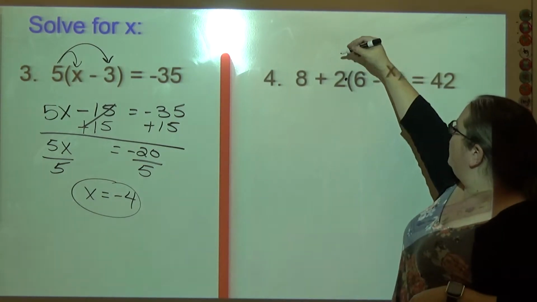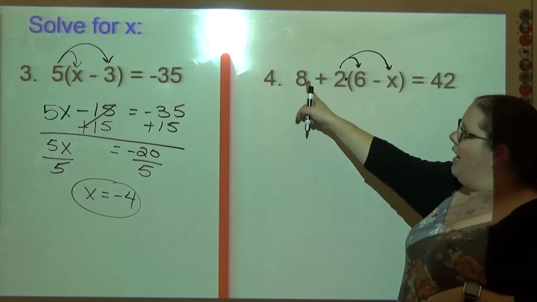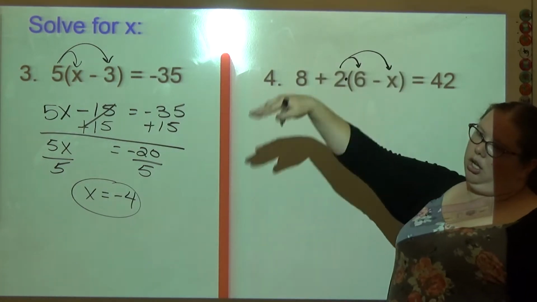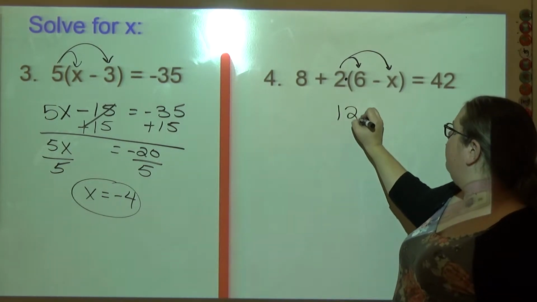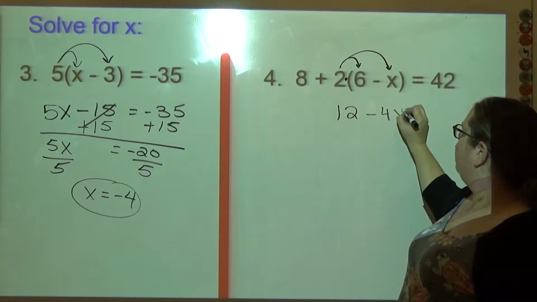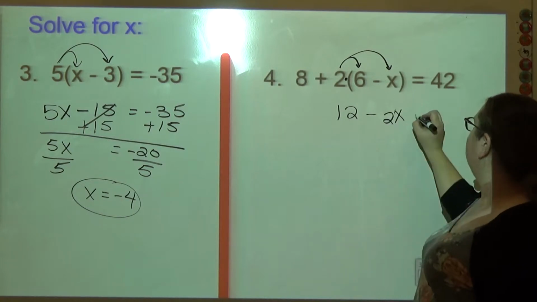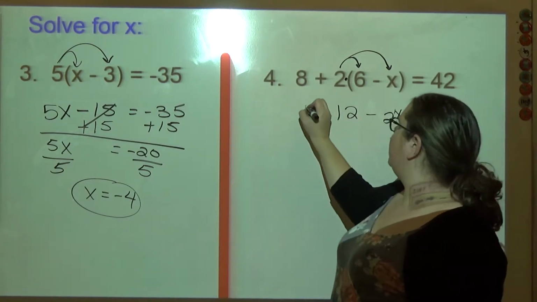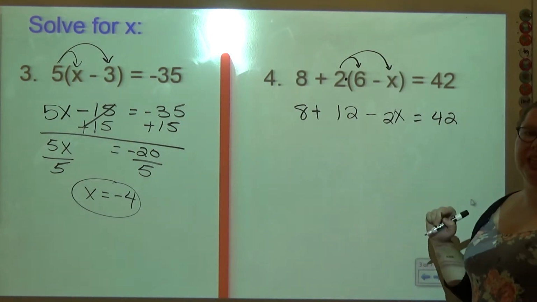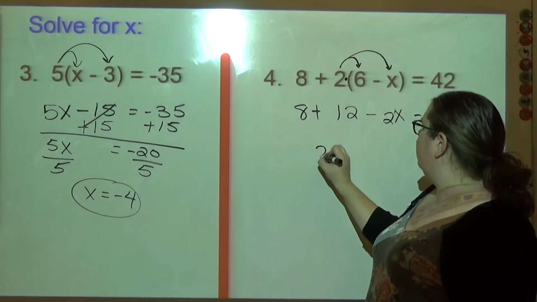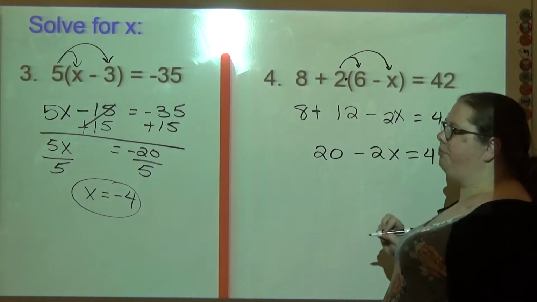So what we're going to do is distribute the 2 to everything on the inside. That 8 is outside. That 8's in the hall, wandering. So distribute, we've got 12 minus 2x, and then bring down that 8. Now here, we're going to combine like terms. We have 2 plain numbers, add them together. 20 minus 2x equals 42.